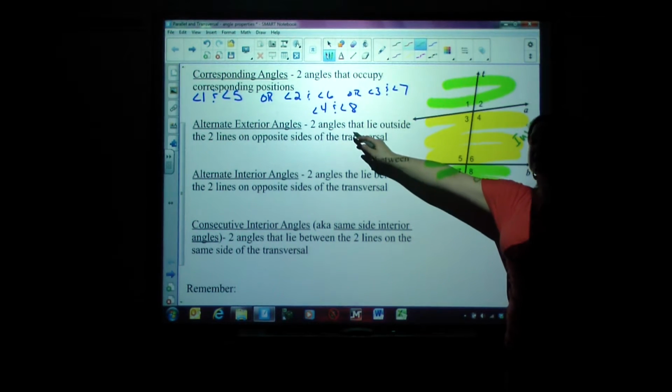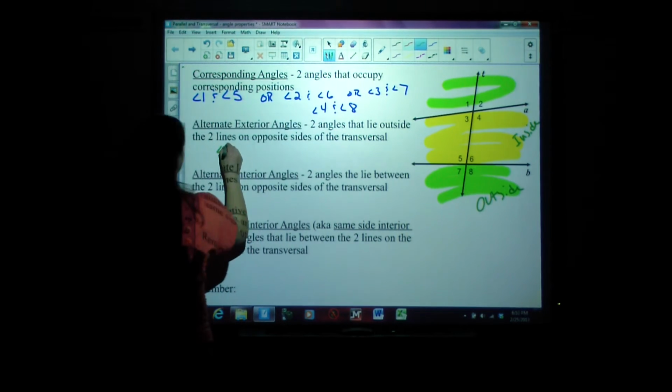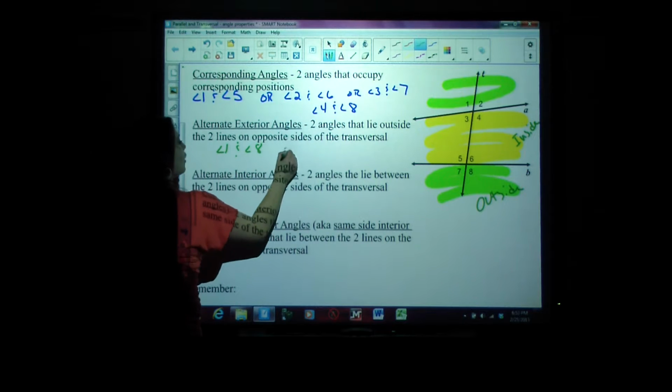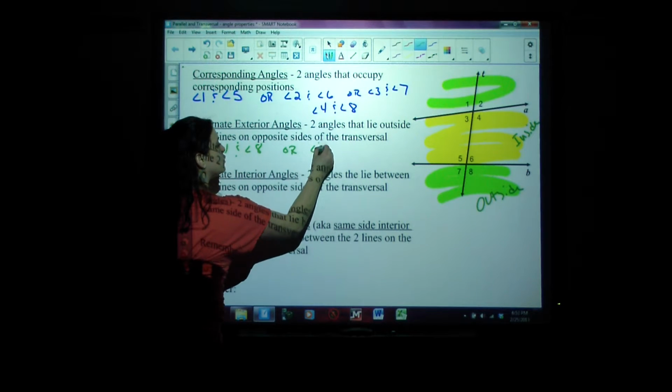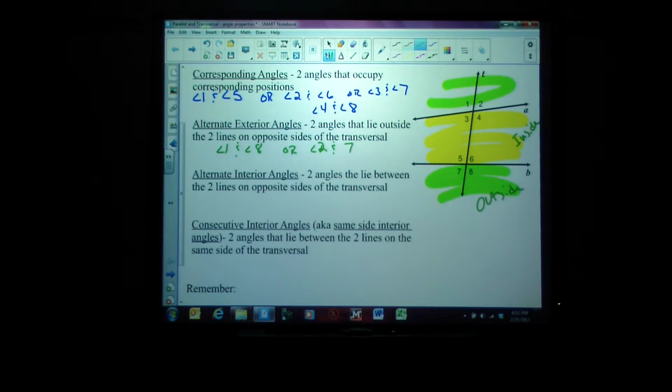So, alternate exterior angles are two angles that lie outside of the two lines on opposite sides of the transversal. So those would be angle 1 and angle 8, or angle 2 and angle 7. Notice I'm not talking about 1 and 2. 1 and 2 are a linear pair, which we'll review in just a second. We're talking about 1 and 8, or angles 2 and 7.